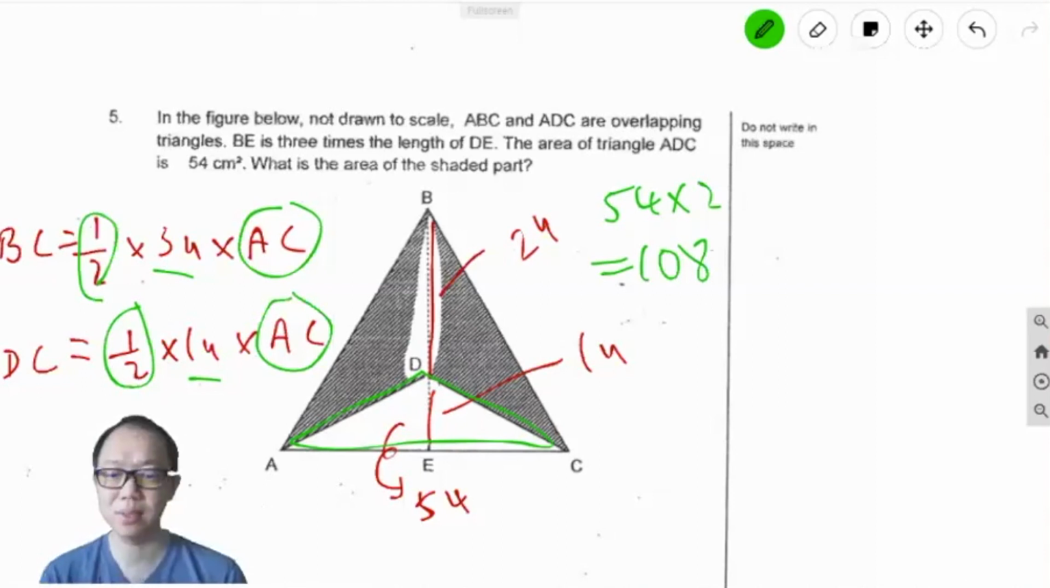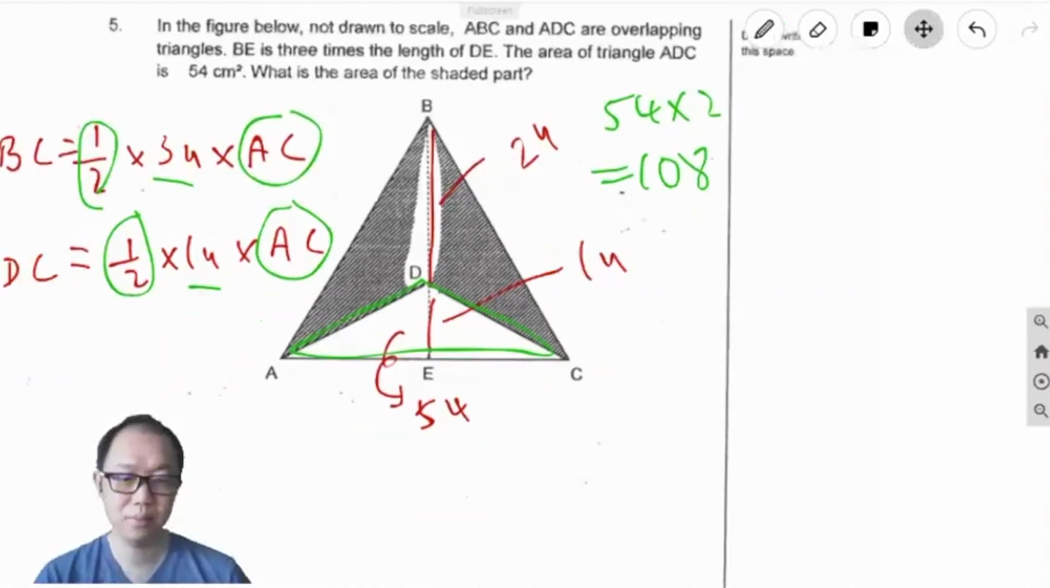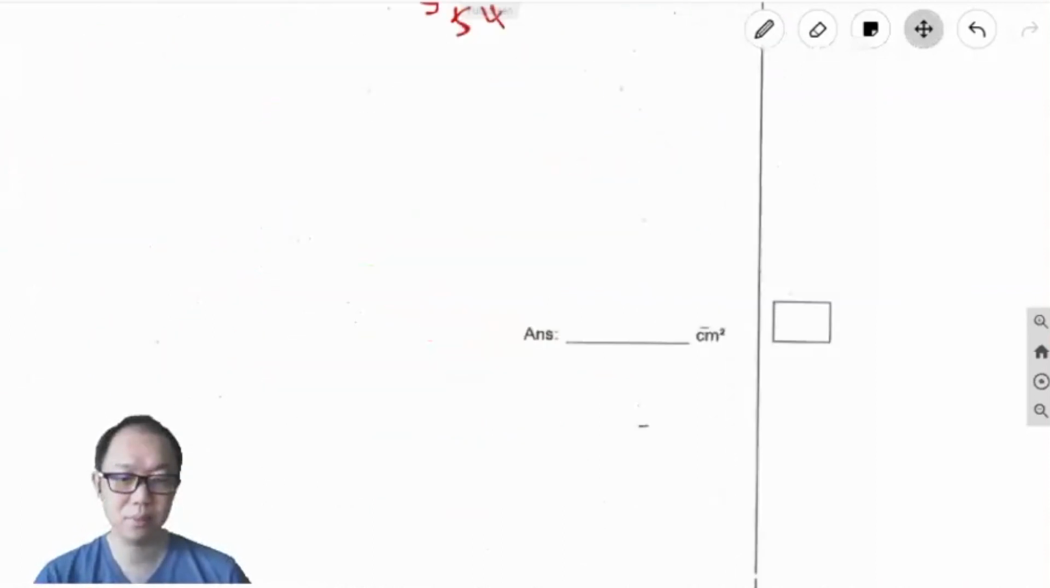Isaac asked, can I take 54 divided by half and 3? You can, but you won't get an exact number. You're going to get some units as well. Okay? So that's the answer for this. Can I move on? Yep. Let's go.